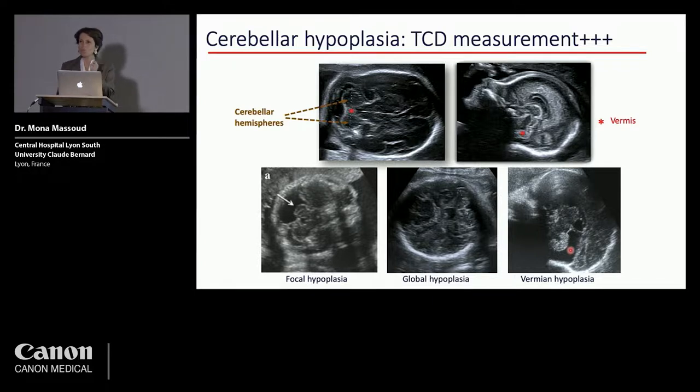This is a trickier situation, because in these cases, sometimes the transverse cerebellar diameter is nearly normal, around the 7th-8th percentile. And if you do not go into the sagittal view, maybe you won't make the diagnosis. That's why it's important to look at the shape of the fourth ventricle.